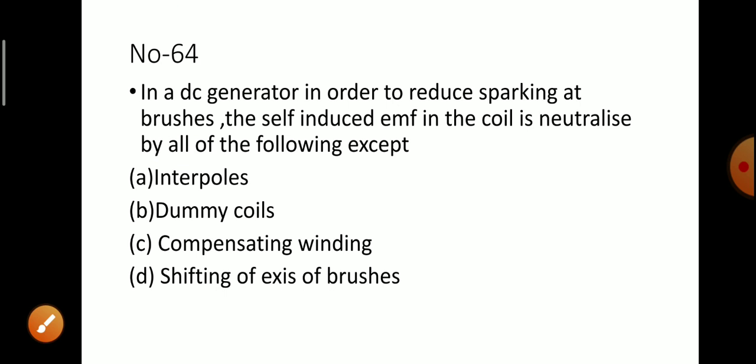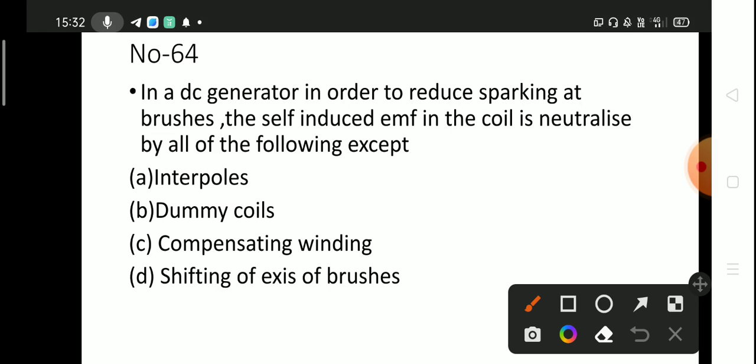Number 64. In a DC generator, in order to reduce sparking at brushes, the self-induced EMF in the coil is neutralized by all of the following except: A, interpoles; B, dummy coils; C, compensating winding; D, shifting of axis of brushes. The answer is B, dummy coil.